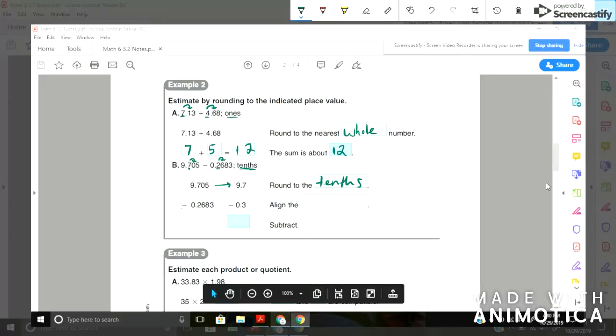And now we need to just keep our decimals aligned. So align the decimals. That's our rules for adding and subtracting decimals. And then just subtract these two. So 7 minus 3 would give me 4. And 9 minus 0 would give me 9. And bring my decimal straight down. Okay, so we'll move on to example 3 next.